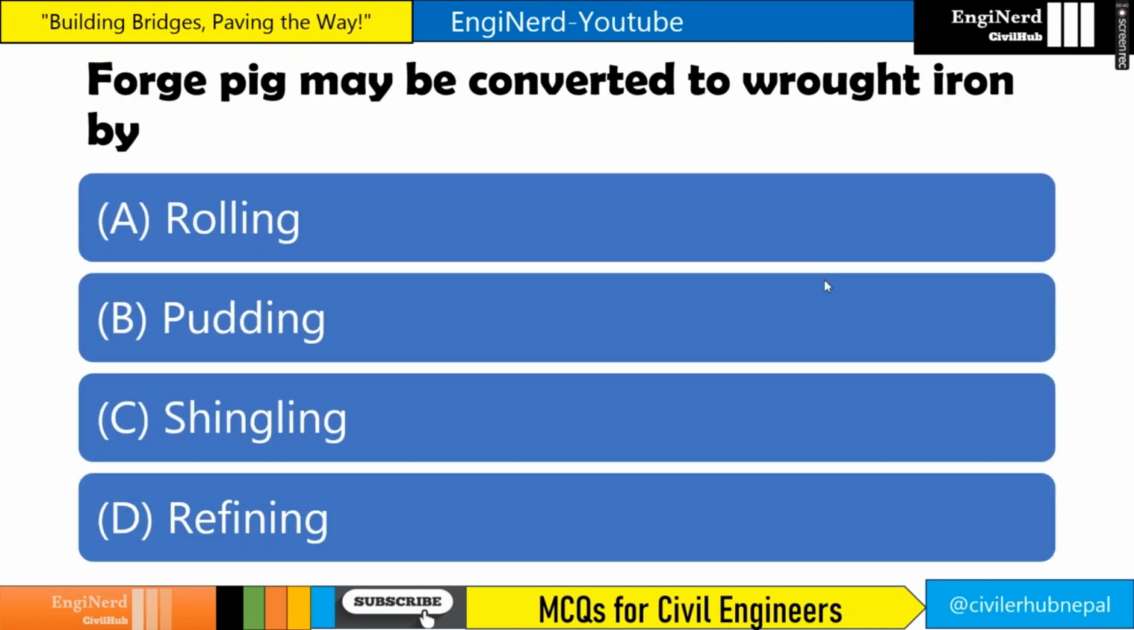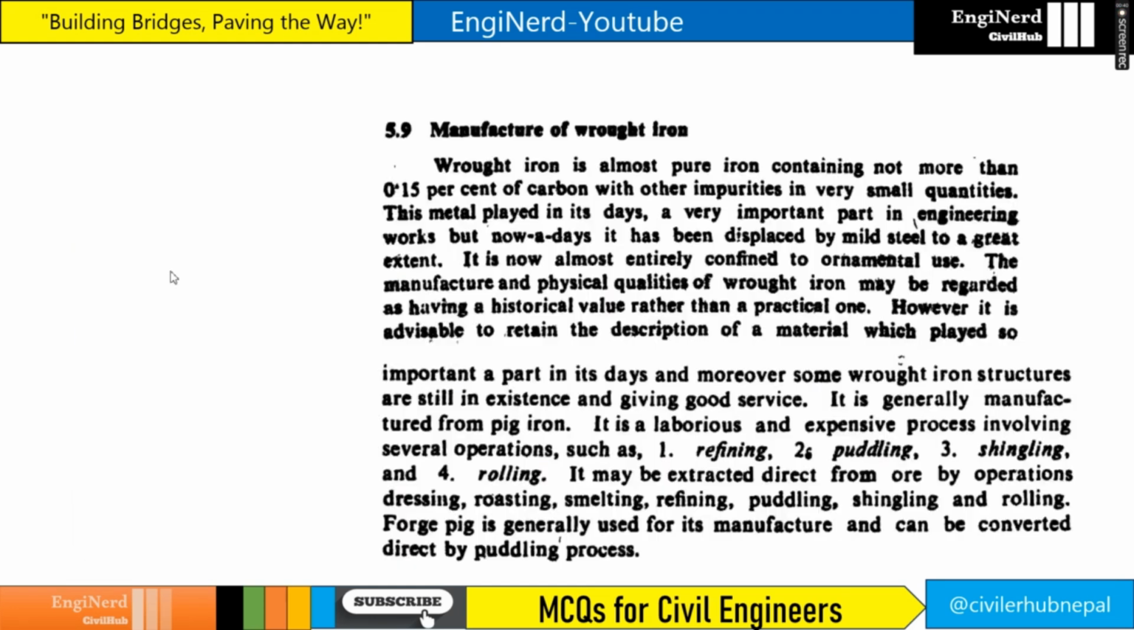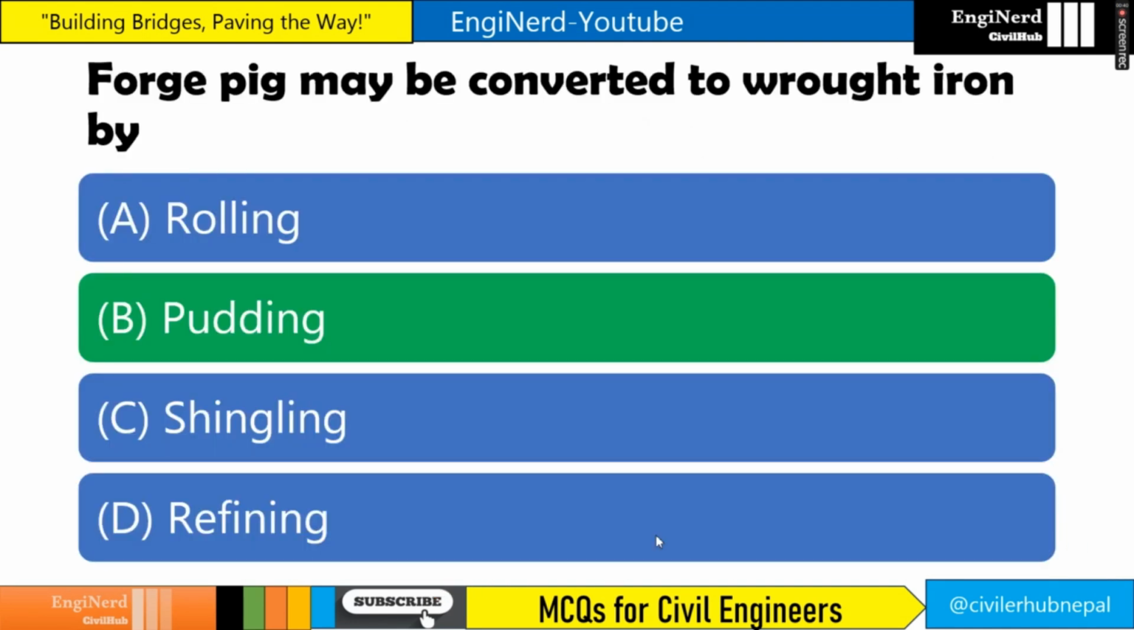Forge pig may be converted to wrought iron by, so forge pig basically is converted to wrought iron directly by puddling, right? So the answer is puddling. If you see here, forge pig is generally used for its manufacture and can be converted directly by the puddling process. If it is given only the pig, right, then all of these would be an answer. But in this case, forge pig, it will be puddling.